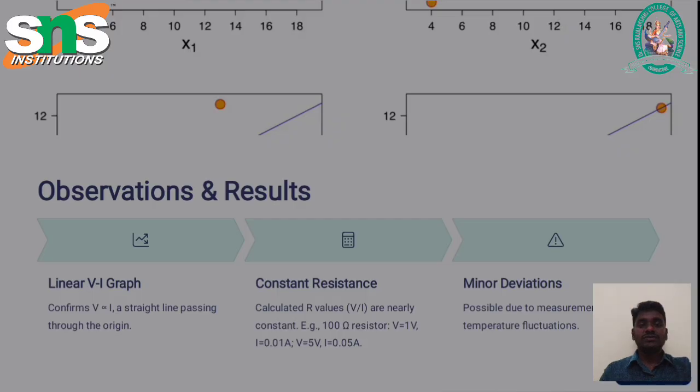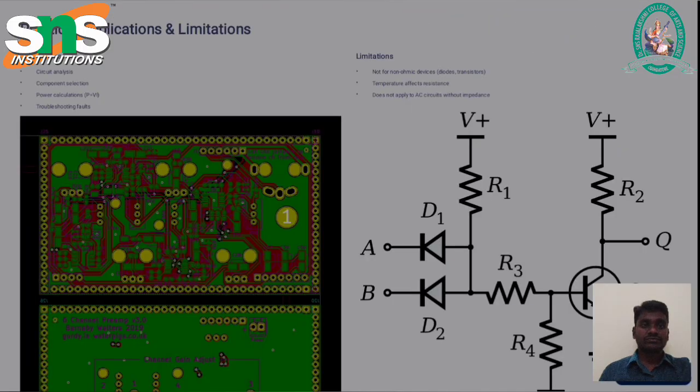These are the observations: the linear VI graph, a constant resistance value, and minor deviations. Then the practical applications and limitations of Ohm's law. Ohm's law verification is used for circuit analysis, component selection, and power calculation, that is P is equal to V into I. In this calculation we are using Ohm's law, and also for troubleshooting faults in electronic circuits and components. These are the major applications of Ohm's law.